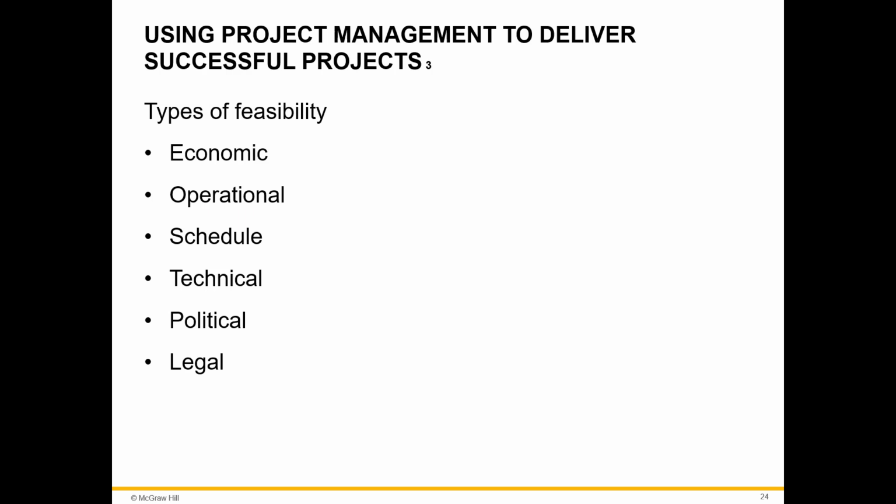Feasibility is the measure of the tangible and intangible benefits of an information system. Types of feasibility studies include economic, which measures the cost effectiveness of a project, operational, which measures how well a solution meets the identified requirements, scheduled feasibility, technical feasibility, and political and legal feasibility.